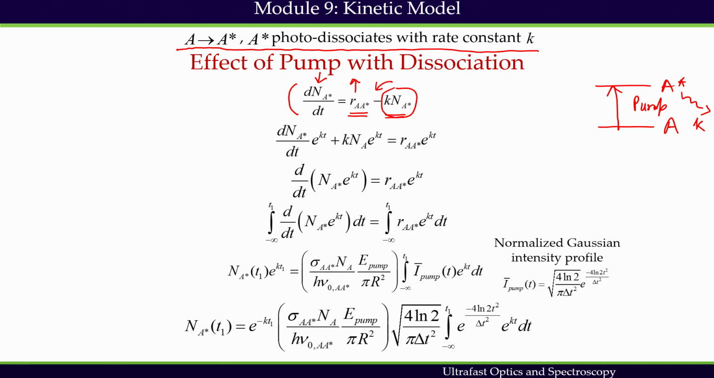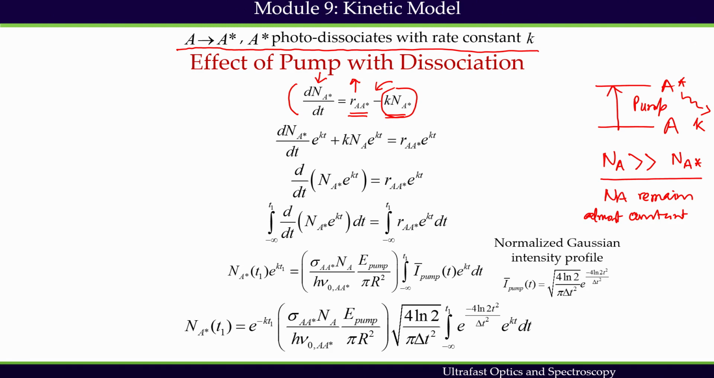We can rewrite this equation. This equation is strictly valid in the unsaturation regime, where we have assumed that N A, the population in the S state, is much greater than N A star. If this is valid, then one can approximately say that N A remains almost constant. This is called the unsaturation limit.